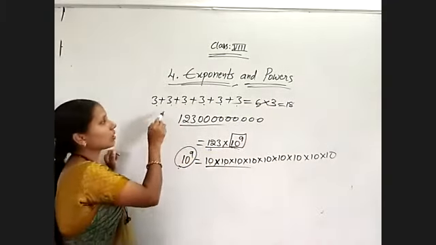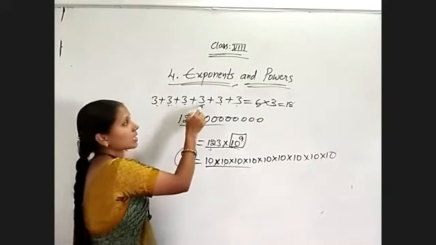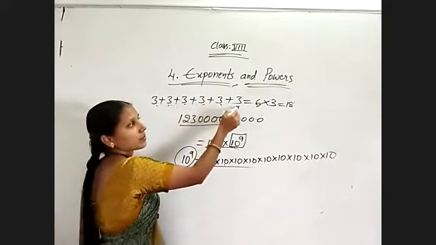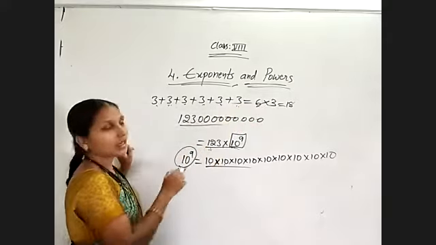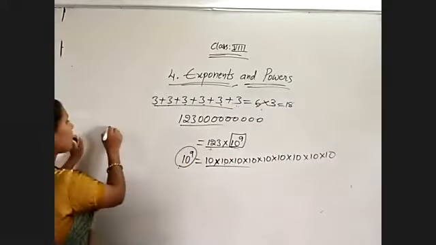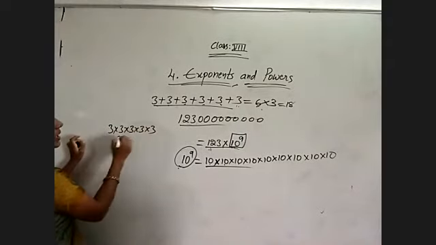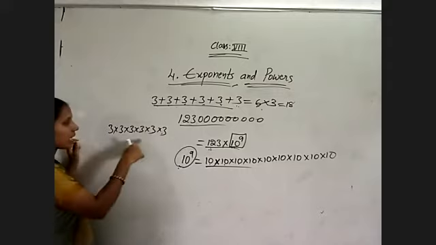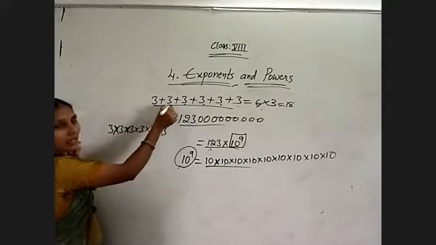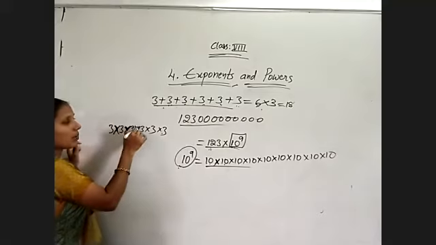Observe if you have any doubt. 3 plus 3, 6. 6 plus 3, 9. 9 plus 3, 12. 12 plus 3, 15. 15 plus 3 is 18. Repeated addition is multiplication. But if I get 3 into 3 into 3 into 3 into 3 into 3, 1, 2, 3, 4, 5, 6 times 3 is multiplied, not added. That is different, it is in the product form.